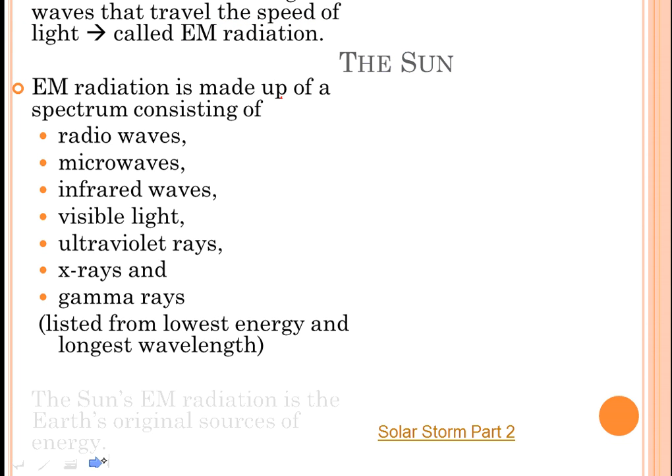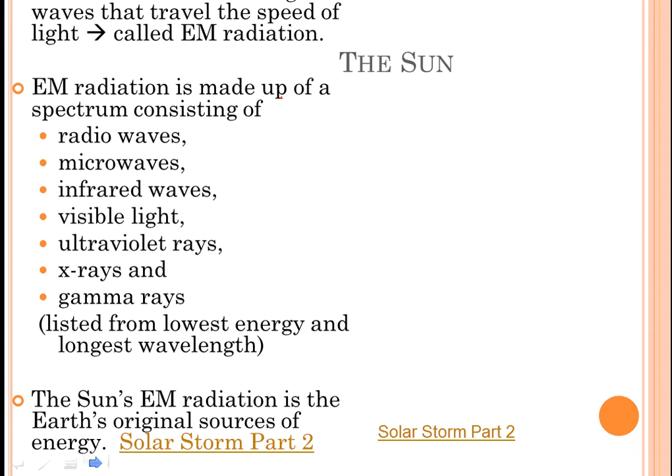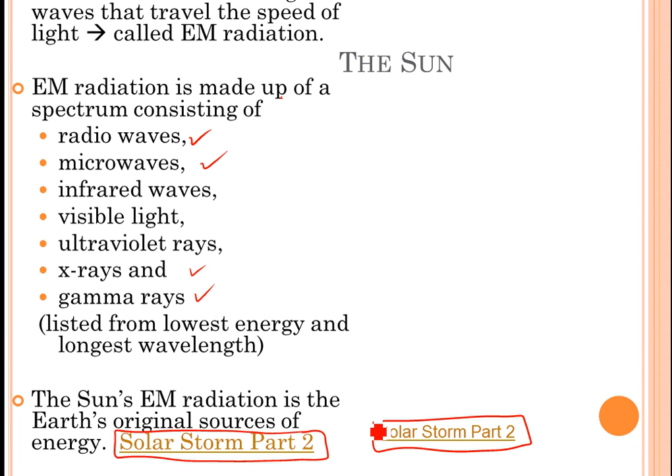It's made up of different types of waves. You have radio waves, microwaves, right on down to gamma rays, and these are the ones with the lowest amount of energy, right up to the ones that have high amounts of energy and of course can cause major damage to us. So the sun's EM radiation is the Earth's original source of energy, and if we get a chance in class, I will show you these solar storms, which are pretty interesting to watch.